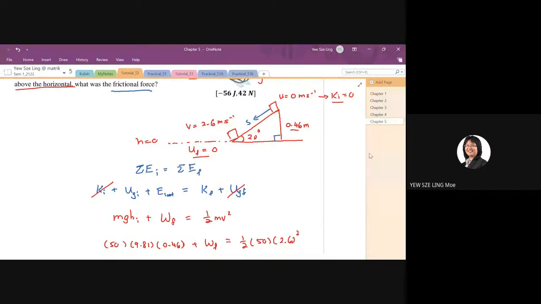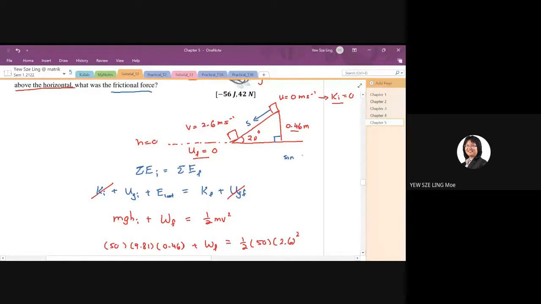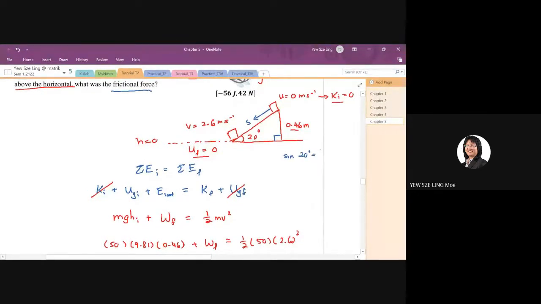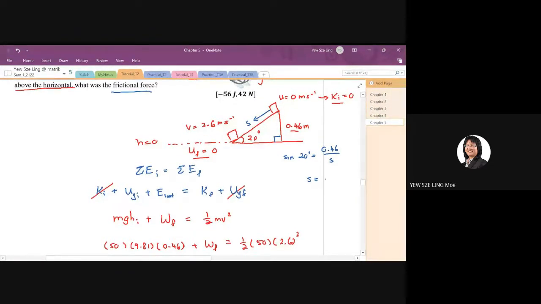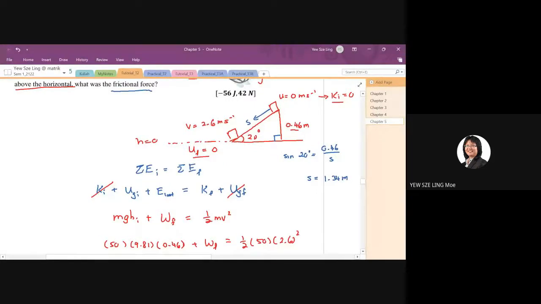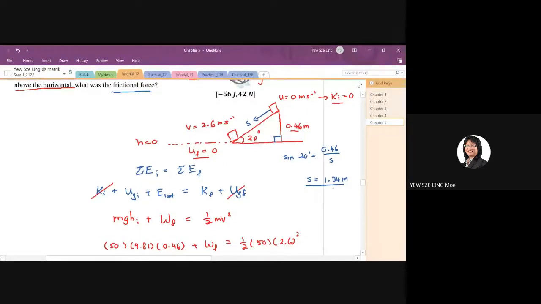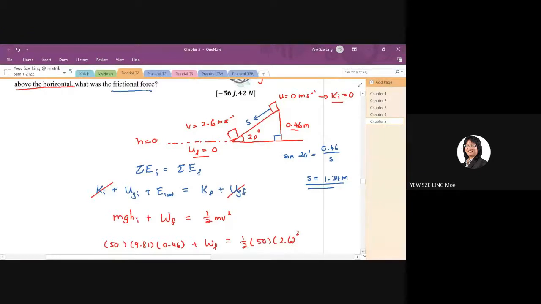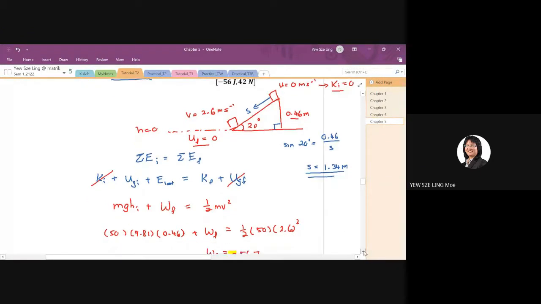You have a right angle triangle, right? In which the S, the displacement, can be determined by using the sine function. So sine 20 degree is equal to 0.46 over S, the displacement traveled, which is the hypotenuse. So S is then equal to 1.34 meter. So this is the value that we're going to use in our calculations.